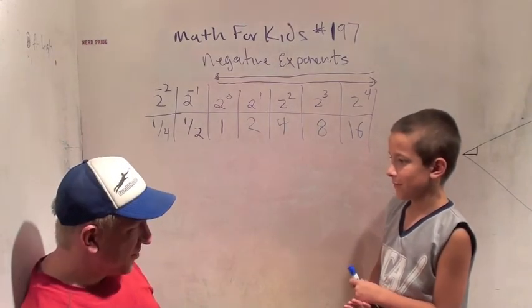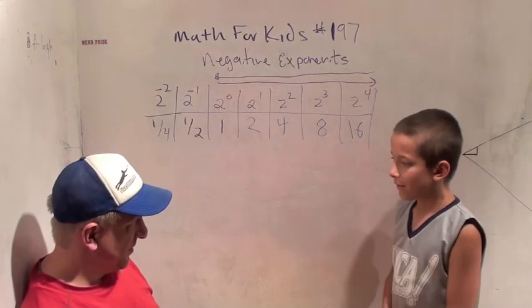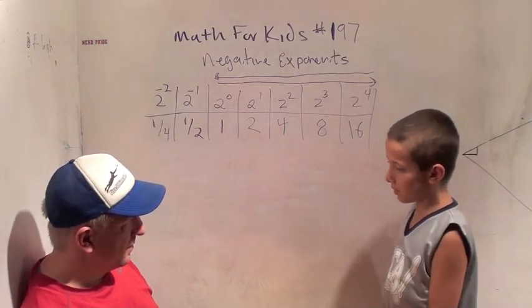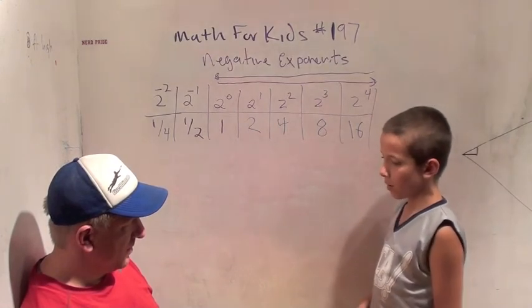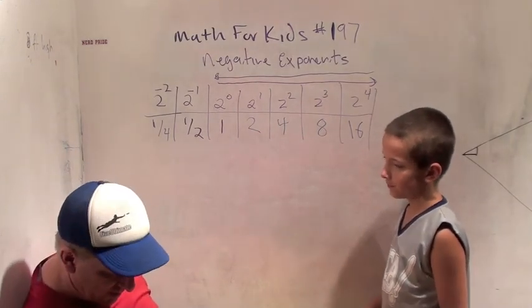Okay, one last question. What's 5 to the minus 2? It's 1/25th. Okay, there you go.